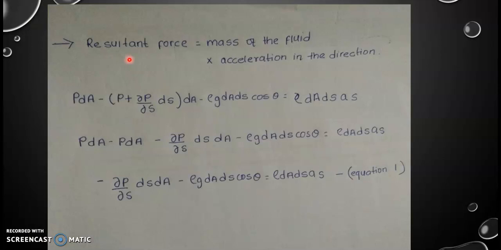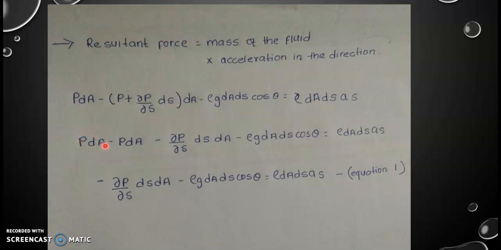So as explained earlier, our resultant force must equal the mass of the fluid element times acceleration in the direction of the fluid flow. So what was our resultant force? Our resultant force was P dA minus P plus del P by del S times ds times dA minus rho g dA ds cos theta, which is equal to mass of the fluid element, that is rho dA ds times as, that is acceleration.